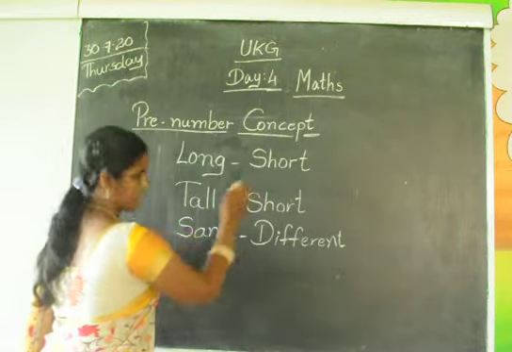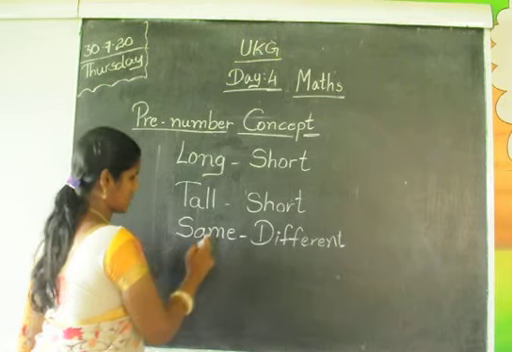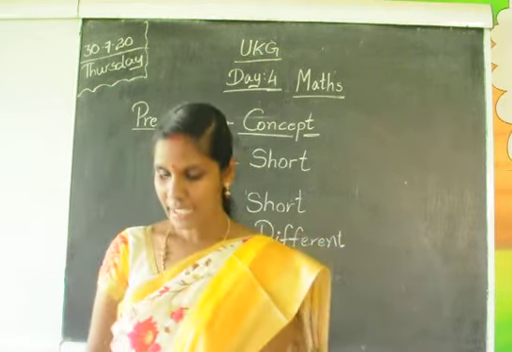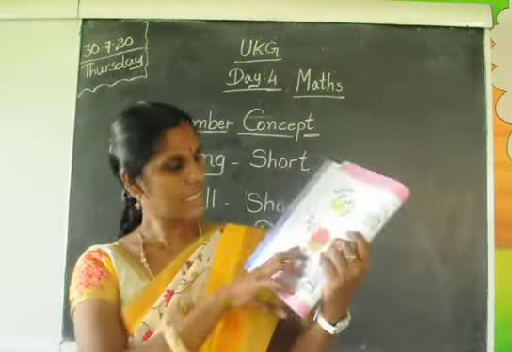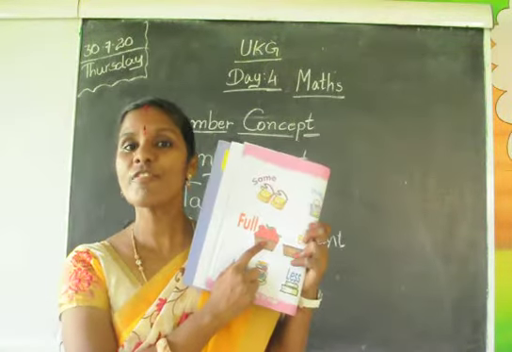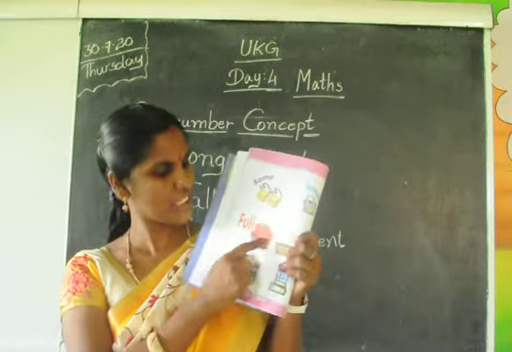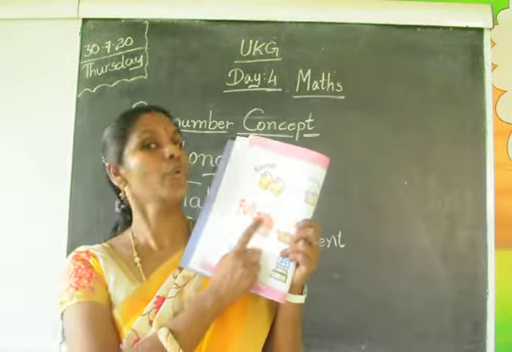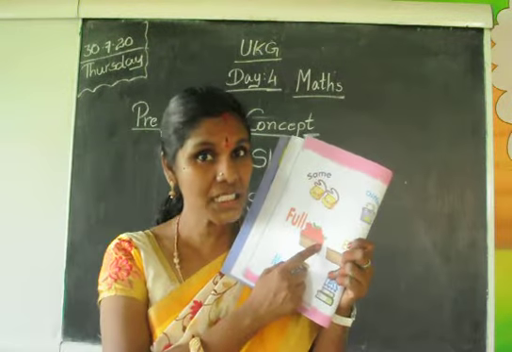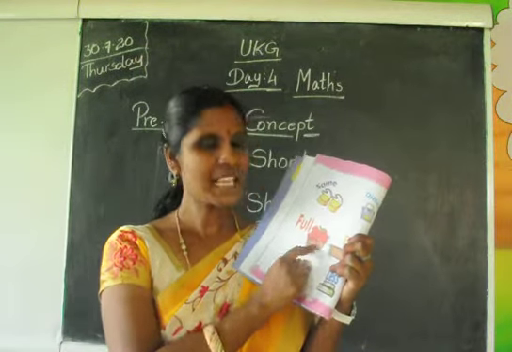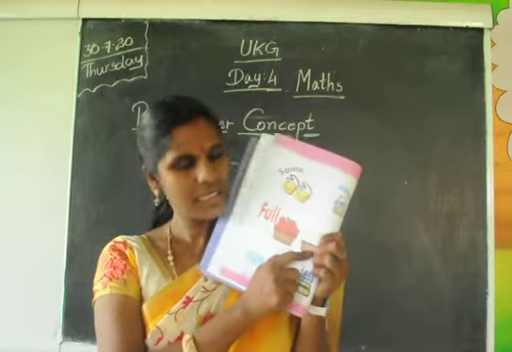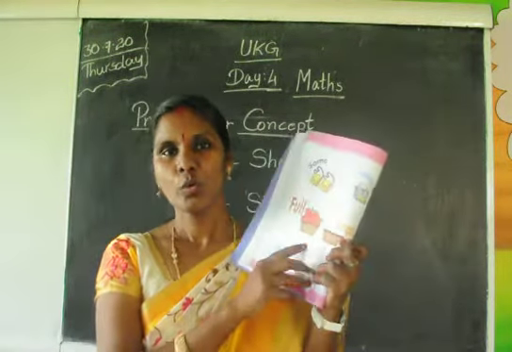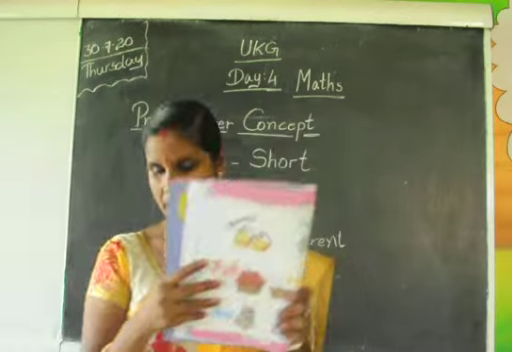Long, short, tall, short, same, different. Next one, full, empty. See, this basket is full of apples. What is the color of apples here? Red. This basket, no apples, empty. What is this? Empty basket.